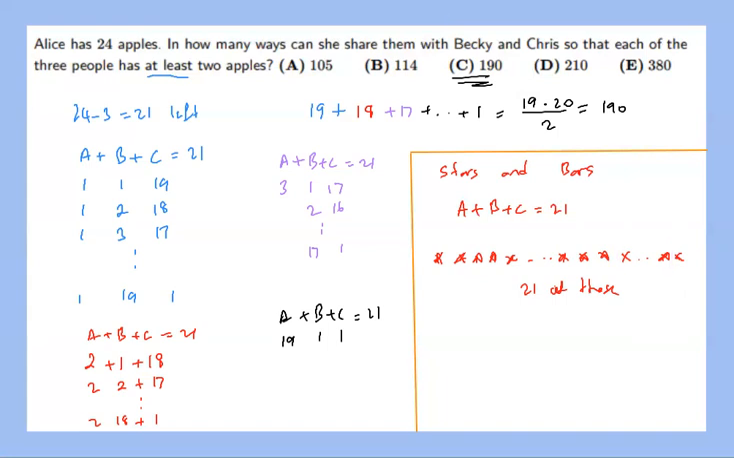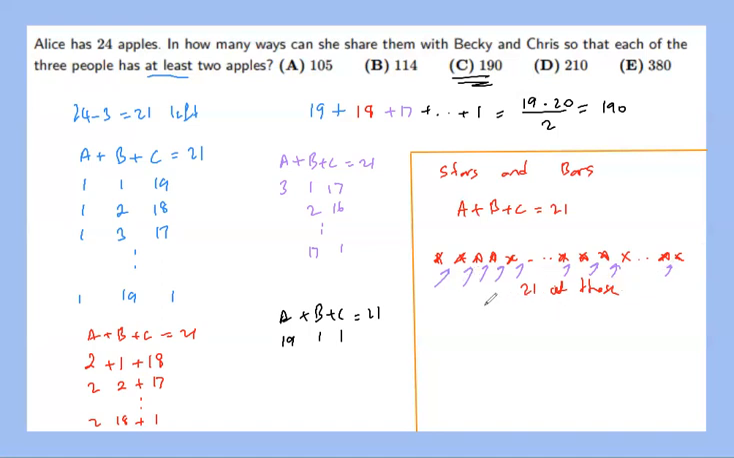So the question becomes: how many ways can I place those dividers? At the same time, I cannot place a divider right here, because if I do so, this number will be 0, but I need A, B, C to be at least one. So the dividers cannot go outside of those stars, which means I should place them in these gaps. Since we have 21 stars, we actually have 20 gaps. So we can choose 2 of those gaps to place the dividers.